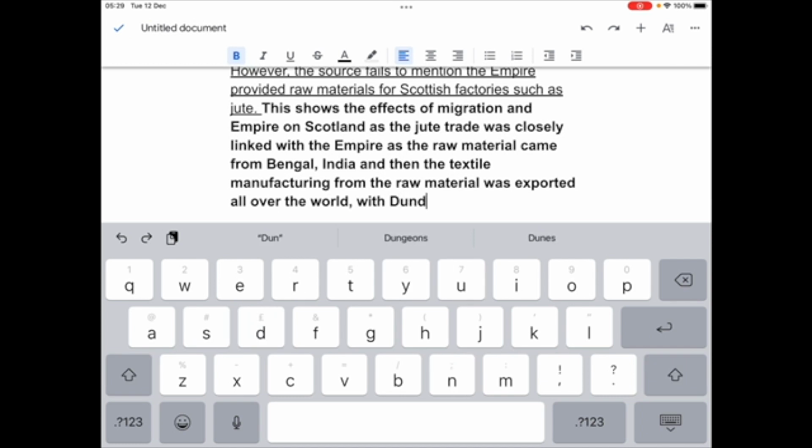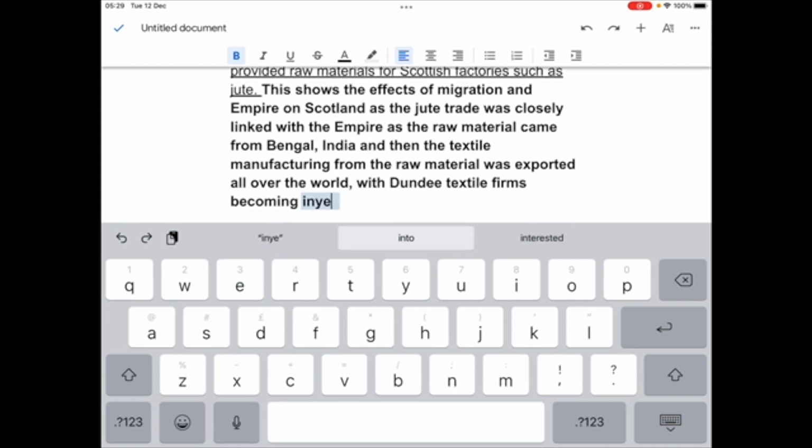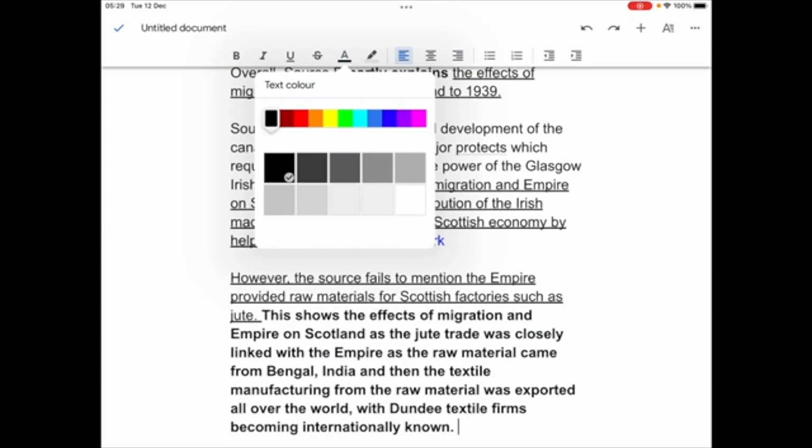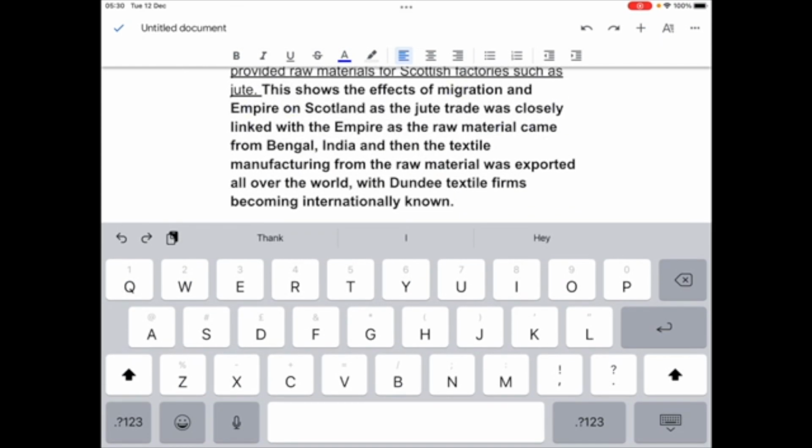And that impact, of course, for Scotland is huge, as it helps build the economy. It means that Dundee textile firms become internationally known. It means that the Scottish business influence is growing across the world. So that's the impact. The example isn't necessarily a new topic. You're basically just taking your examples from mostly issue 2 and issue 3, and then you're explaining the impact it had on Scottish people.